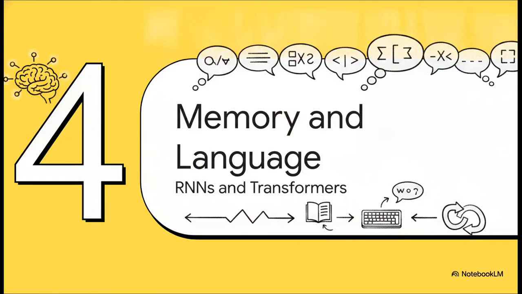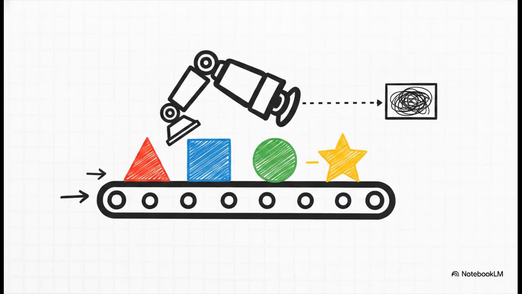Which brings us to Section 4, Memory and Language, RNNs and Transformers. When dealing with sequences like translating a language or predicting the next word you're going to type, networks need memory.